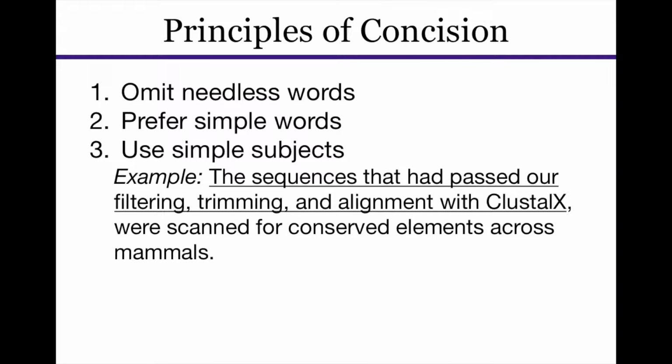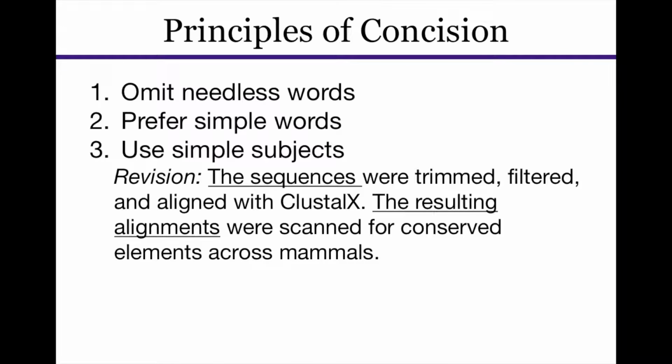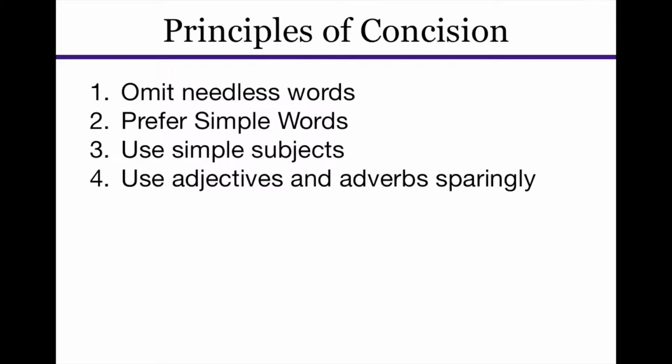Often, complex subjects encapsulate action in a modifying phrase. Here's an example. Note that the complex subject has been underlined. Can you think of a possible revision? Here's one likely candidate as a revision. You'll see that here their strategy was to break the original into 2 distinct sentences, one focusing on the subject of the sequences and another on the resulting alignments. Finally, be sure to use modifiers like adjectives and adverbs sparingly.